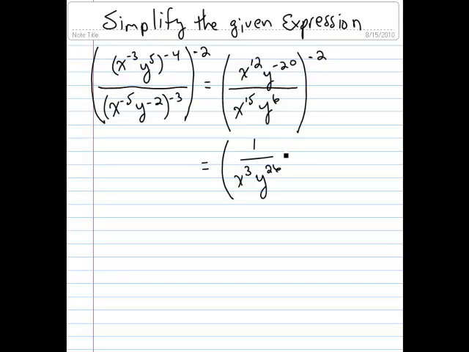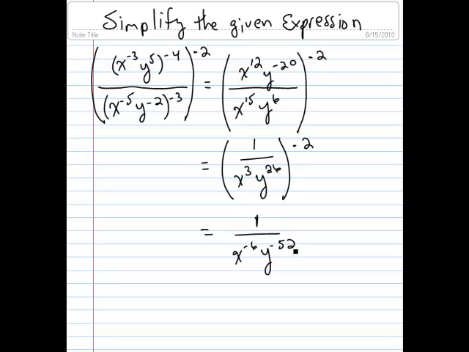all raised to the negative 2. Okay, so we have 1 over x cubed times y to the 26th raised to the power of negative 2. So that negative 2 goes to both the numerator and the denominator. So this is going to equal 1 to the negative 2, which of course is 1, over x to the negative 6th and y to the negative 52.